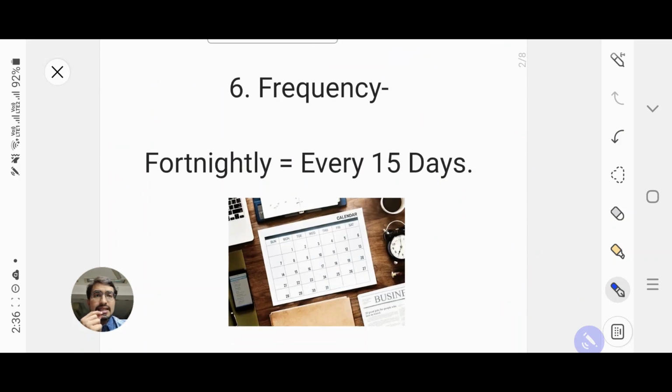Point number 6, the frequency. How frequently are we supposed to solve a GT? Like I said in my previous video also, it has to be solved every 10 to 15 days, because if you solve it in a very short span of time, you will not be able to compare with your previous score. It will just be for the sake of giving it. So it always has to be a gradual progress. What I used to do was one every 15 days. So that's my advice to you.